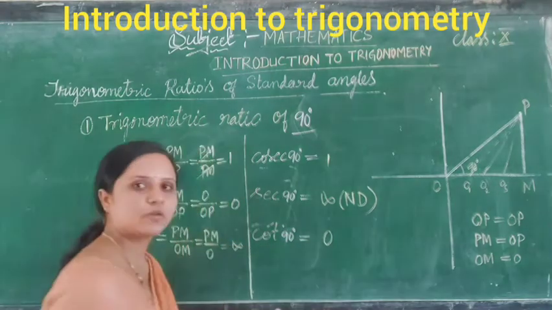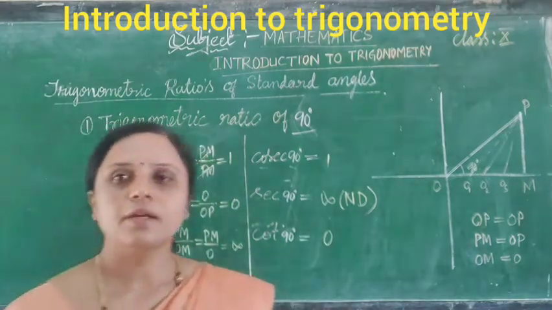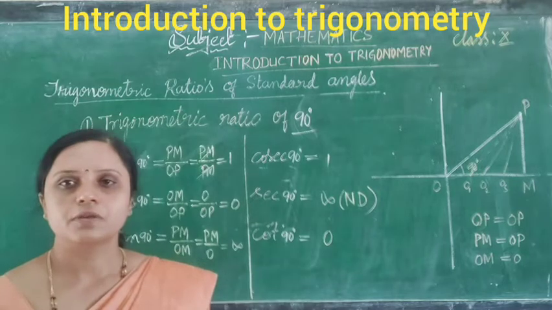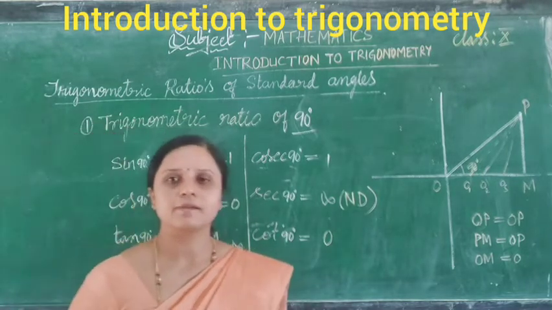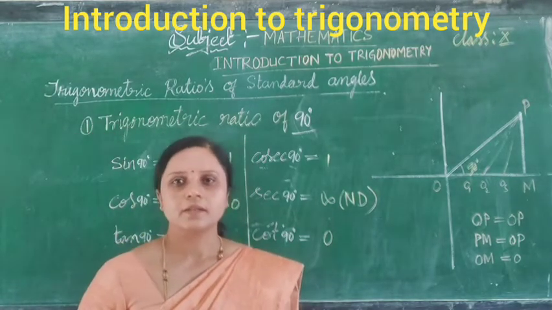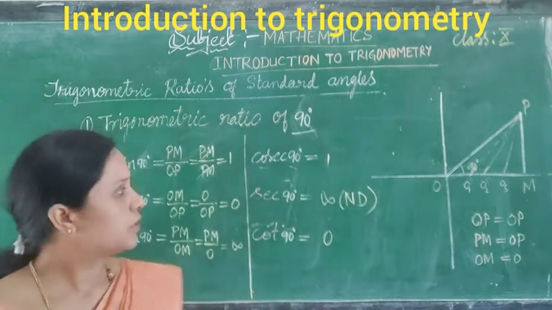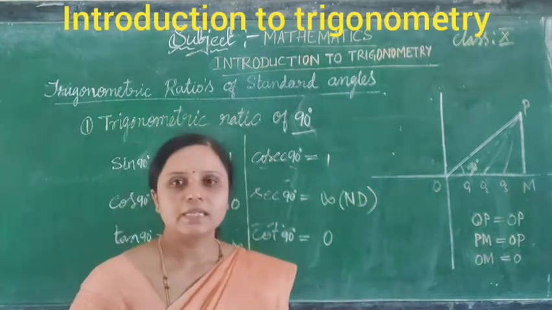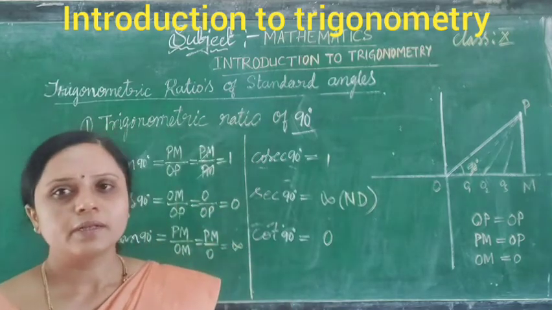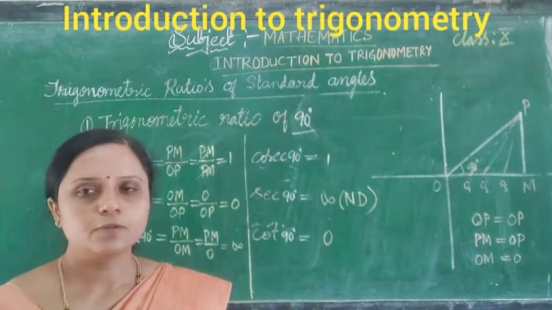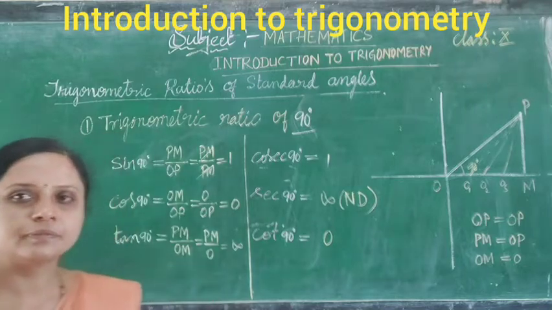0. Okay, so in this way you can find all the trigonometric ratios of very specific angles like 0 degree, 30 degree, 45 degree, 60 degree and 90 degree. So you can use this figure, we can easily understand all the trigonometric values of specific angles.